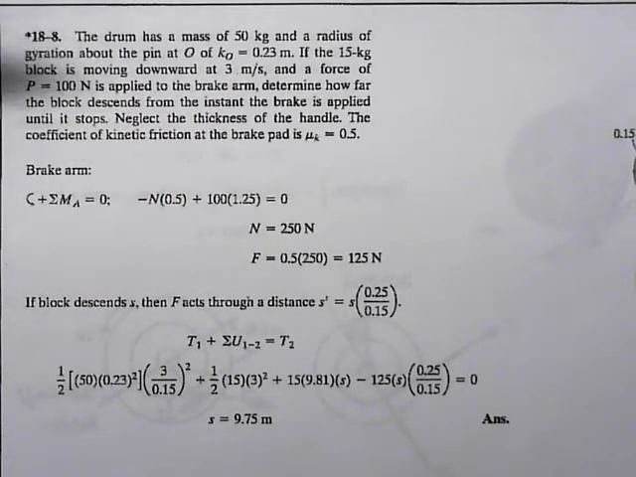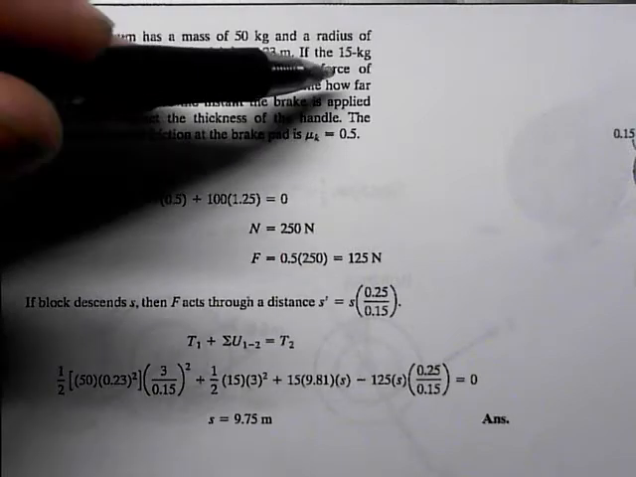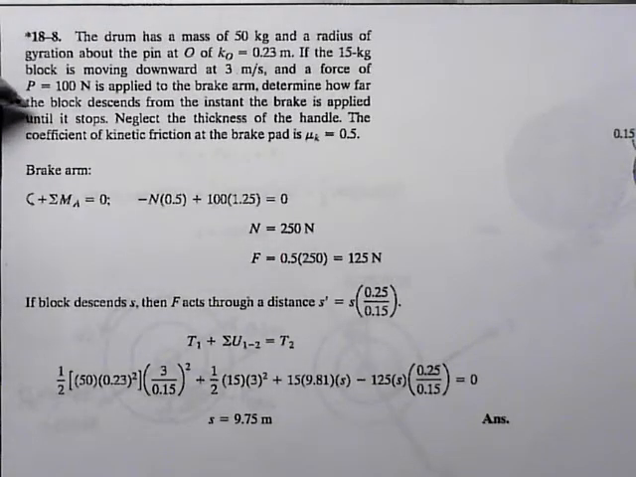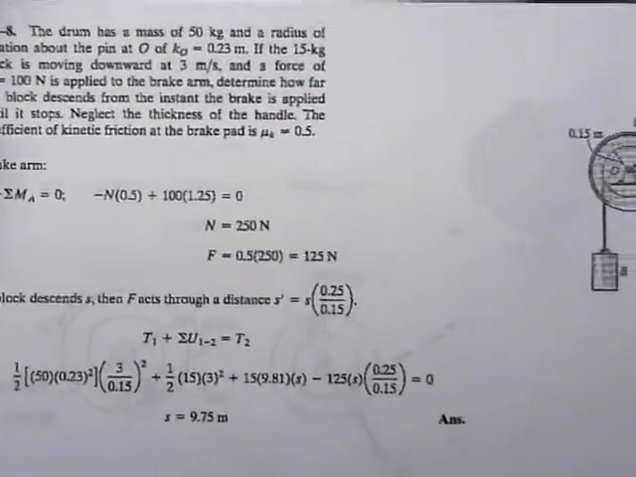And the key thing that makes this a Chapter 18 problem and not a Chapter 19 problem is "determine how far the block descends." That's a distance, because what we have is changes in velocities and two different locations of interest and a distance that matters. And so a little bit of preliminary work.